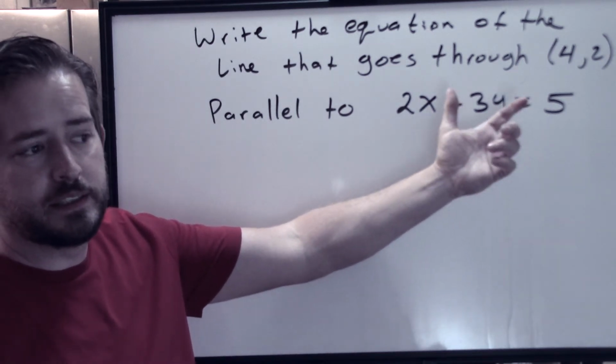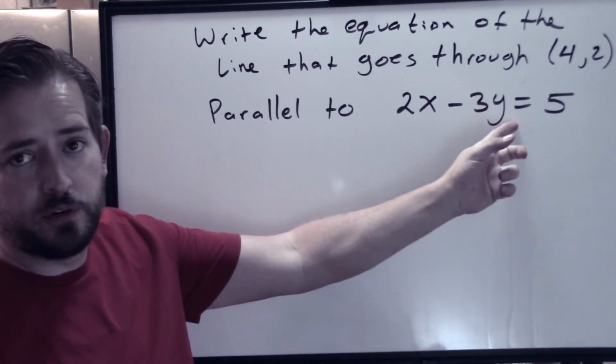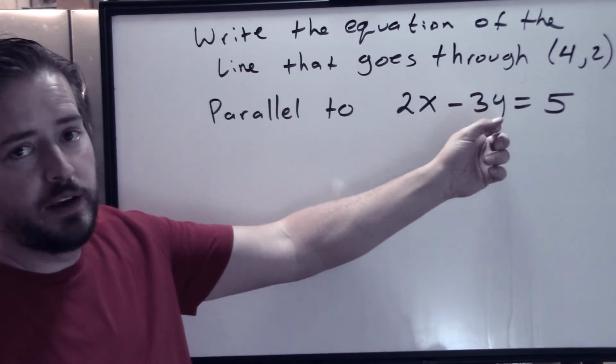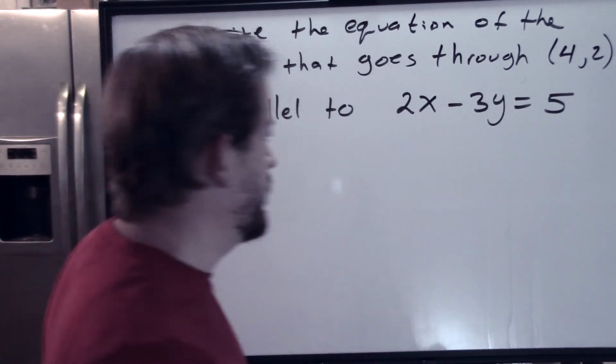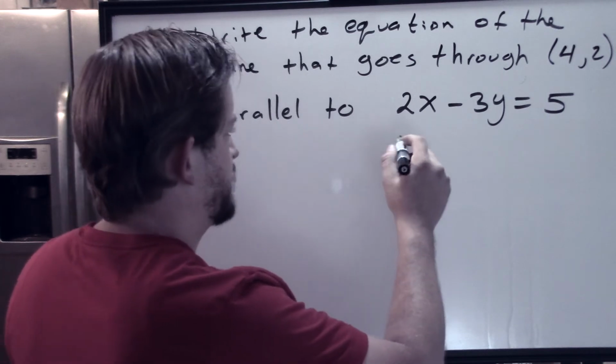Okay. Now if I wanted to be parallel to this line, the only thing that this line helps me know is the slope, if I can figure out the slope from this line. So I want to find that. I want to solve this for y. So I will. I'll subtract 2x from both sides.